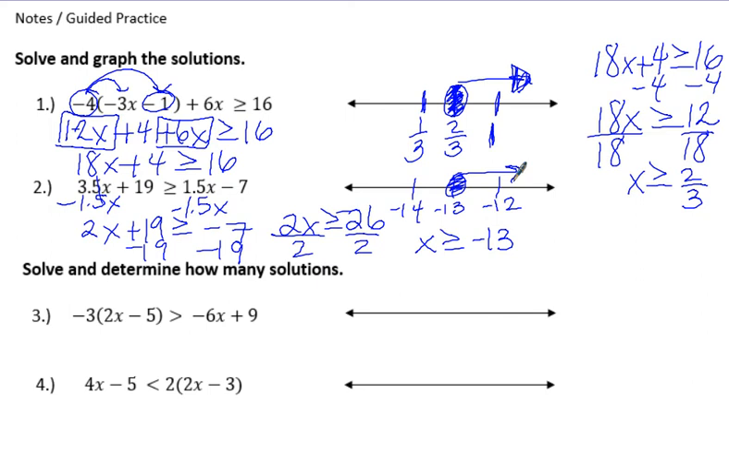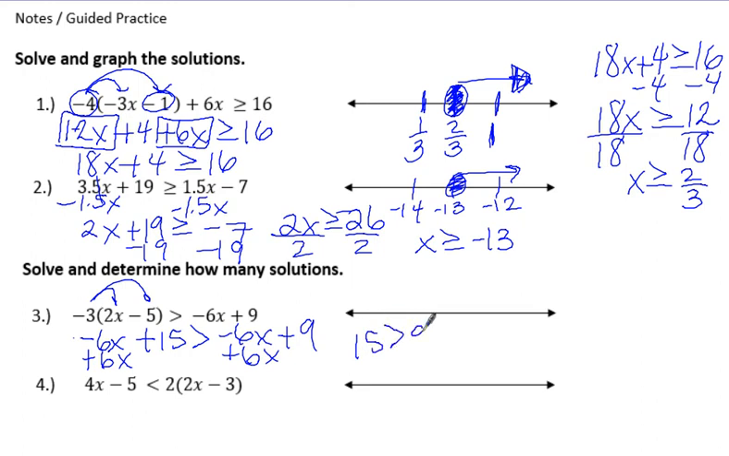All right, let's see, pause, let's have you do this one and see if you can figure out how many solutions for this inequality. All right, so we distribute. We get negative 6x plus 15 greater than negative 6x plus 9. So I add my 6x. And we're going to get 15 is greater than 9. But 15 is always, forever greater than 9.